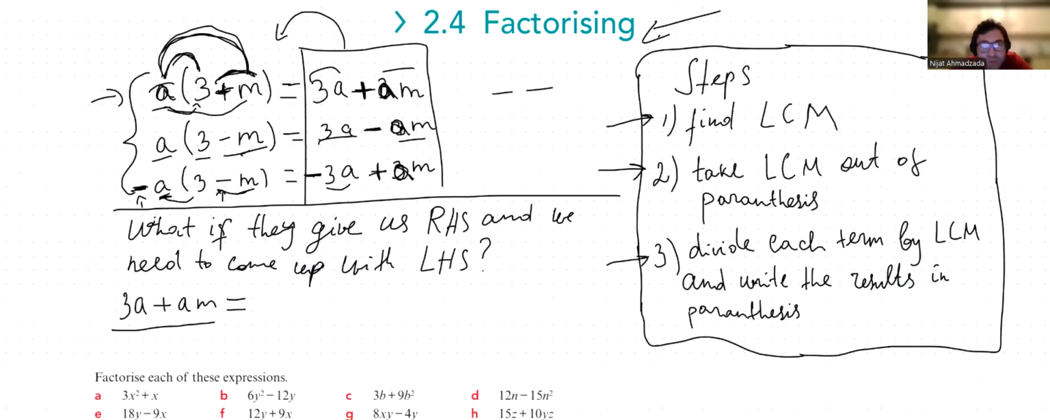Okay, so what is the LCM? LCM is the term that we can divide both parts by, right? So we look at the first one, this is 3A. We look at the second one, this is AM. So LCM, what is C in LCM? C is common, right? I don't know what L and M are. It's not like I'm a math teacher. I should know what L and M are, but I know what C is.